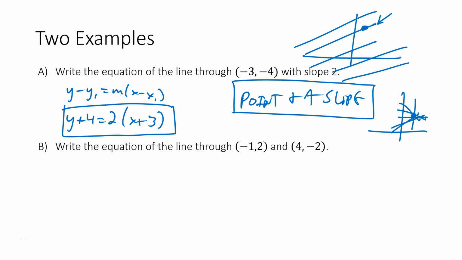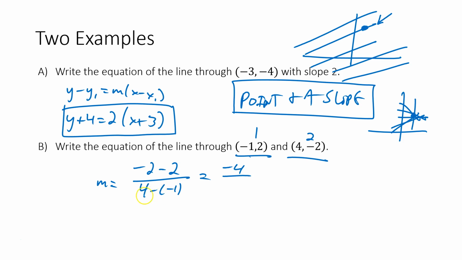All right, let's give this one a shot. This time we have 2 points. Well, if we need a point and a slope, that doesn't sound very good. But wait, we can get the slope, right? Let's do change in y over change in x. Let's have this as our second point and this is our first point. So we're going to do change in y, -2 minus 2, over, now because I went that way, I have to go that way with the x, 4 minus -1. This is our slope. So that's going to be -4 over 5. So we have our slope.